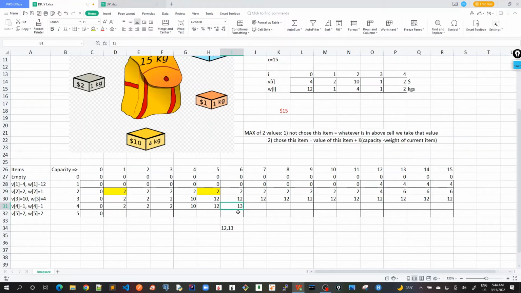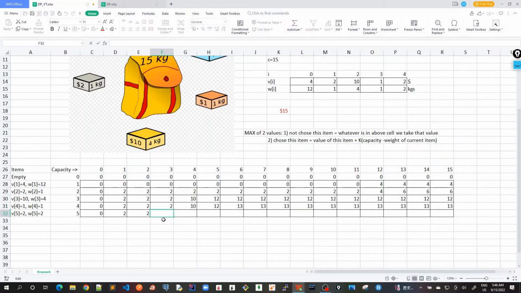So the formula again: if I remove this item and just choose these 3 items, the value that we got is 12. And the second case, if we choose this item, we add the value of it. This is 1 plus 6 minus 1 is 5. And this is the maximum value we got before. So 1 plus 12 is 13. And this is how we got this. The max is 13, so we have just put 13 here.